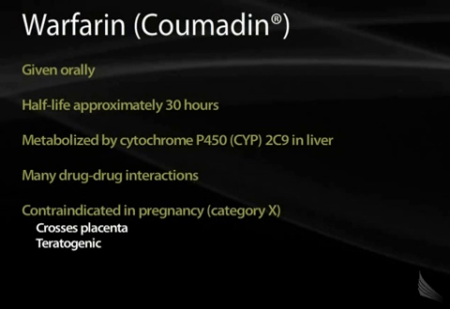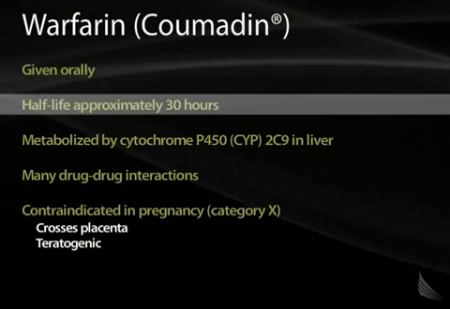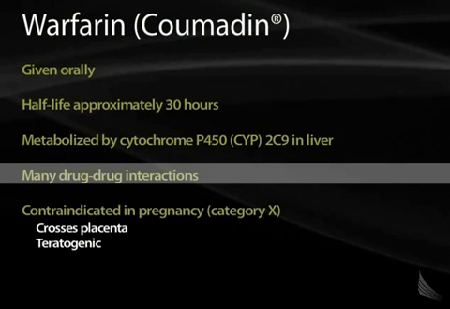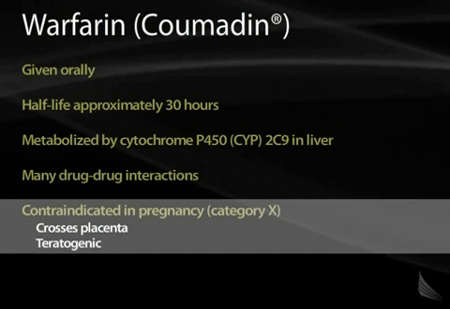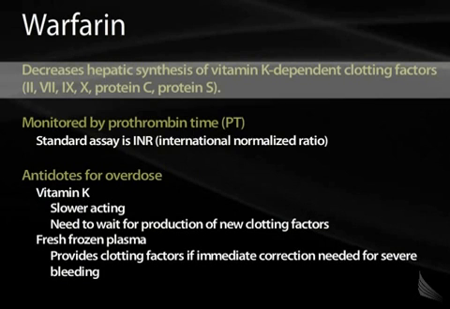Warfarin or Coumadin is another anticoagulant medication, except Coumadin can be given orally. It has a long half-life of approximately 30 hours. It is metabolized by cytochrome 2C9 in the liver, and it is involved in many drug-drug interactions. It is contraindicated in pregnancy because it's able to cross the placenta and is a teratogen. Warfarin works by decreasing the hepatic synthesis of vitamin K-dependent clotting factors, and that includes factor 2, factor 7, factor 9, factor 10, as well as the anticoagulant molecules protein C and protein S.